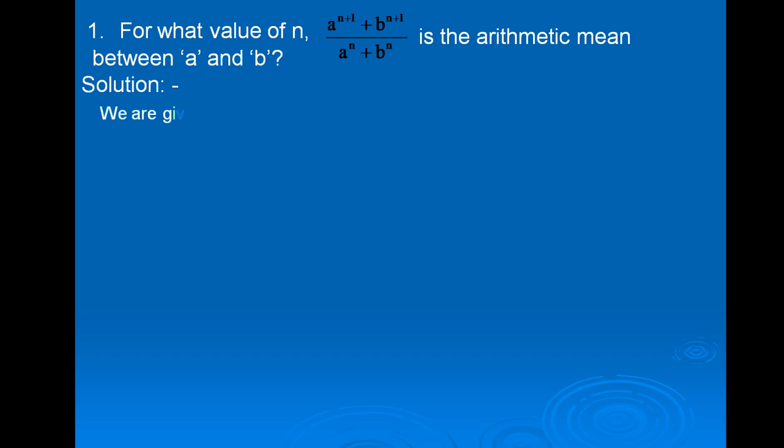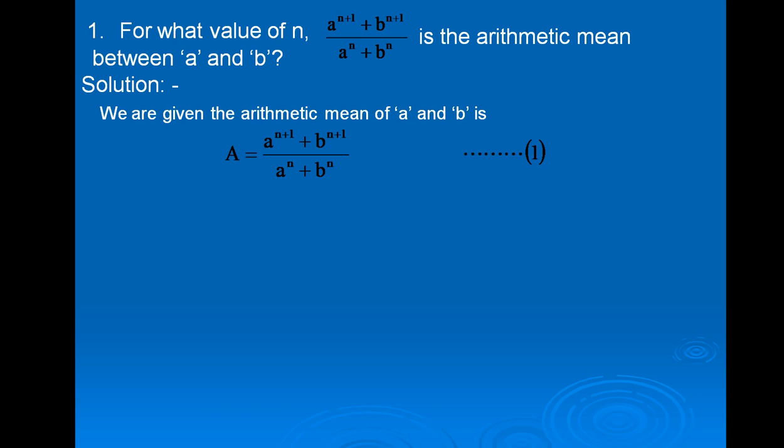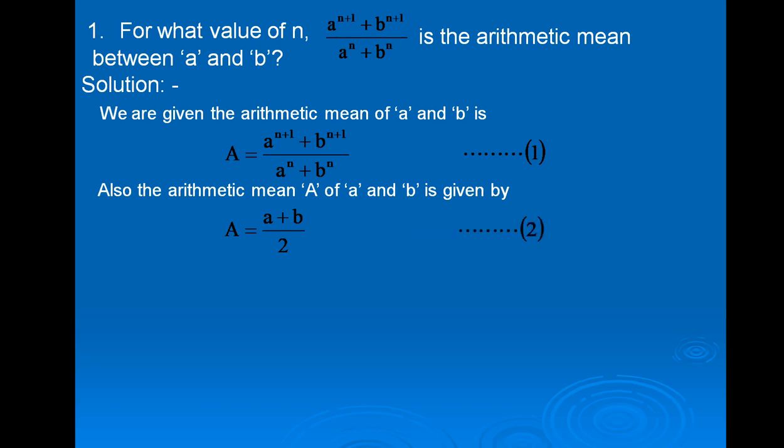Now the solution is, we are given the arithmetic mean of a and b: A = (a^(n+1) + b^(n+1)) / (a^n + b^n). Put this as question number 1. Also, the arithmetic mean A of small a and small b is given by capital A = (a + b) / 2. Put this as question number 2.